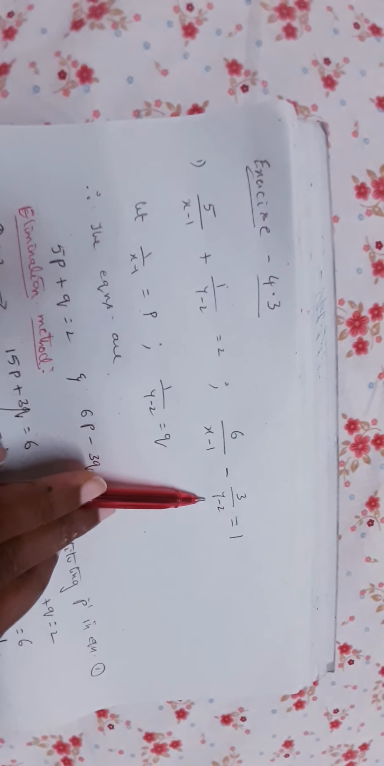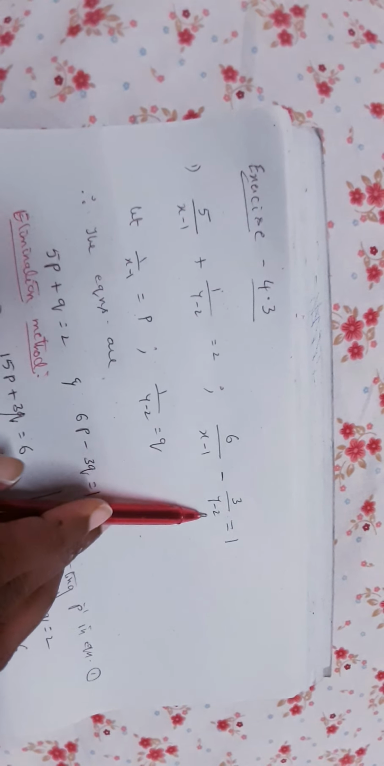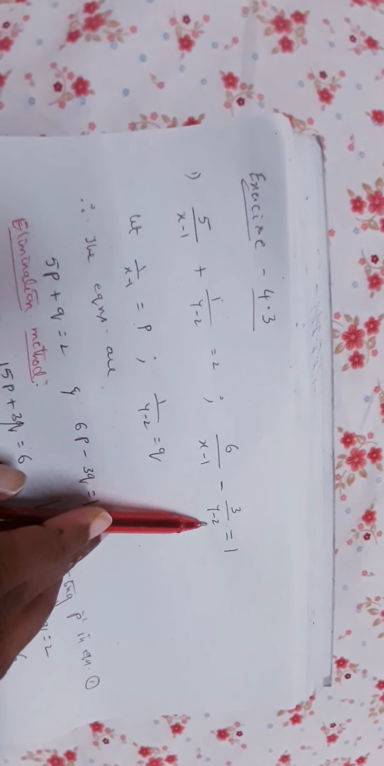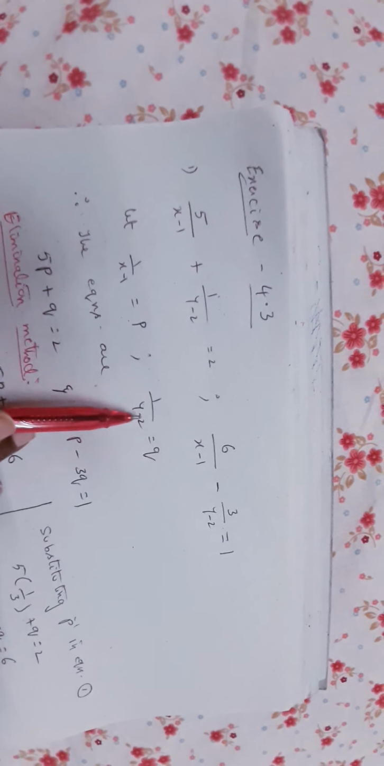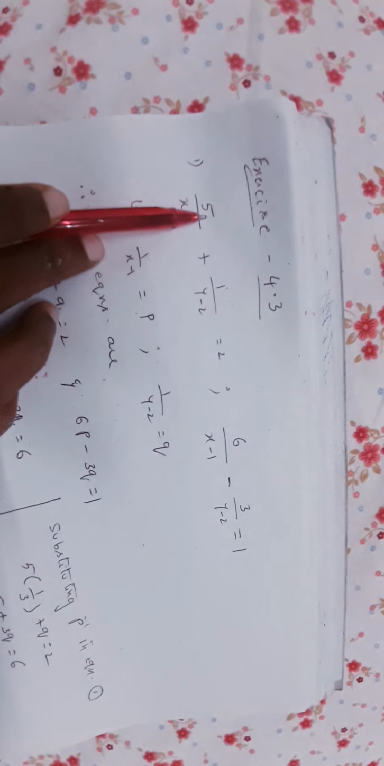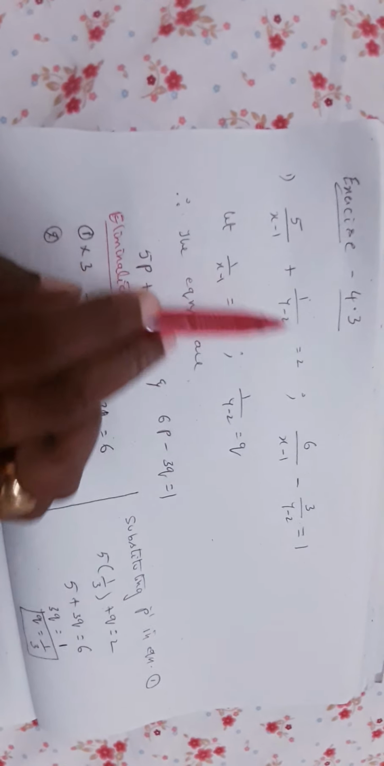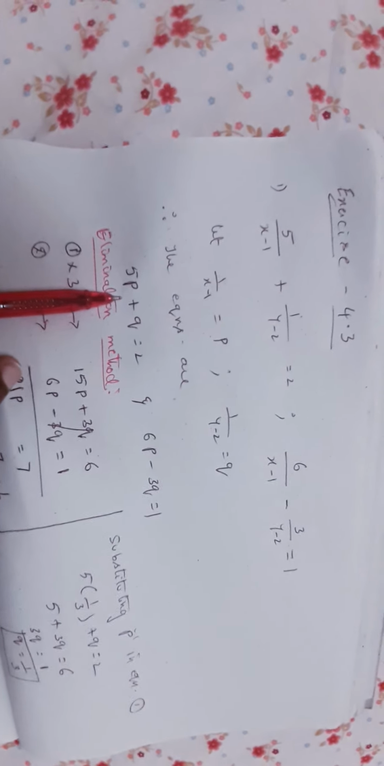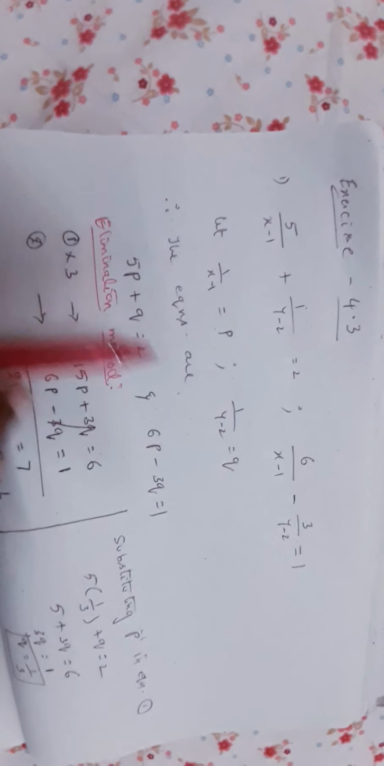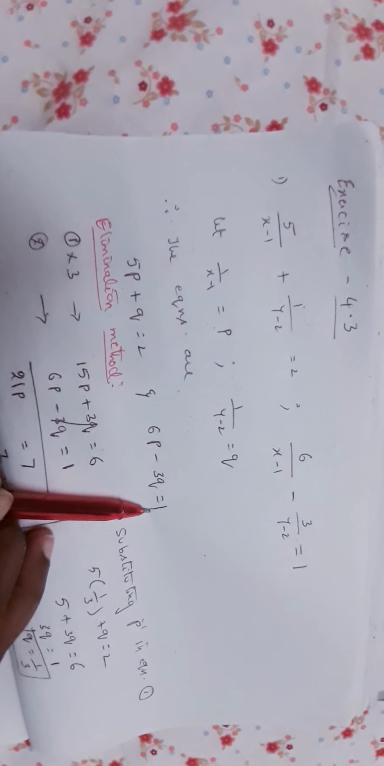So in both the equations you can see that, here also 6 into 1 by x minus 1 minus 3 into 1 by y minus 2. In both cases p is equal to 1 by x minus 1 and q is equal to 1 by y minus 2. Now substituting, in place of 1 by x minus 1 you get p, so the equation becomes 5p plus q is equal to 2. This is how we have reduced the given equation into a linear equation. Now the other equation is 6p minus 3q is equal to 1.